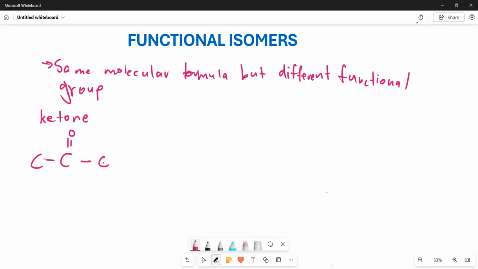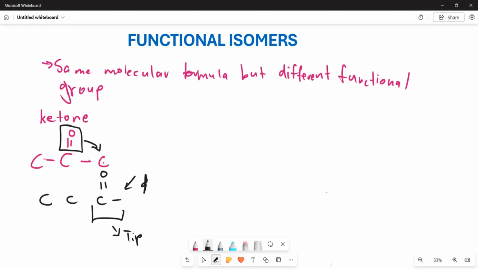As soon as you take this particular double bonded oxygen and move it to the side, to the carbon that is found at the tip, what will happen? If the oxygen is found at the tip, this is going to change. This is no longer going to be your ketone, but it is going to be your aldehyde.